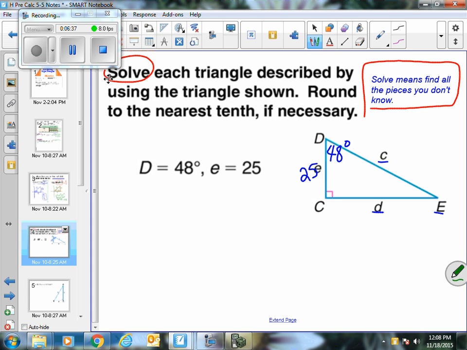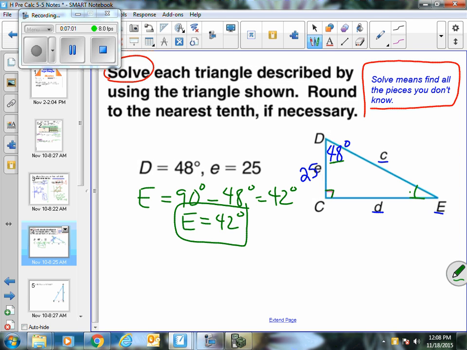Is there a pretty easy way to find angle E? Well, these other two angles in a right triangle have to add up to what? If the whole triangle is 180 and you know there's a 90 in the corner, that means these other two would have to add up to 90. So I can find angle E pretty easily, just subtracting 48 from 90. So angle E is 42 degrees. So that one's not so bad. So angle E, 42 degrees.